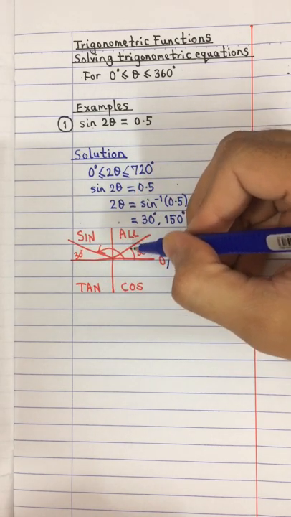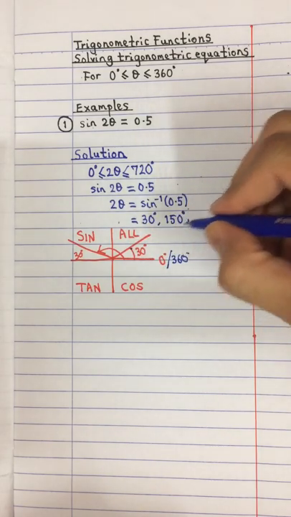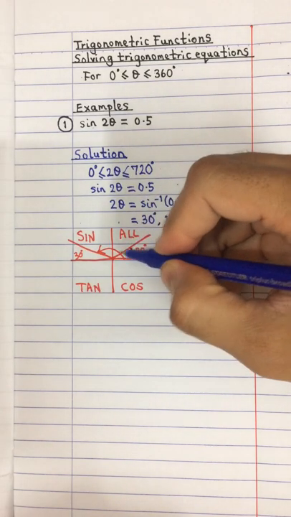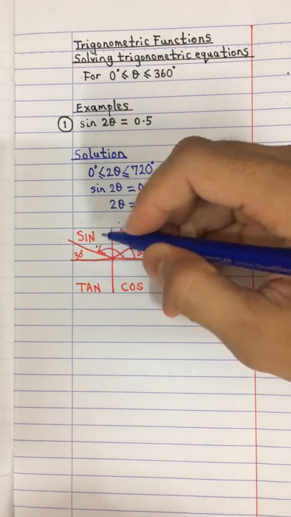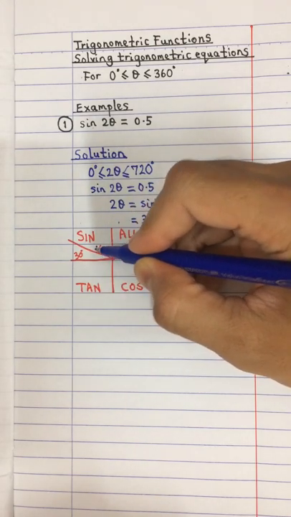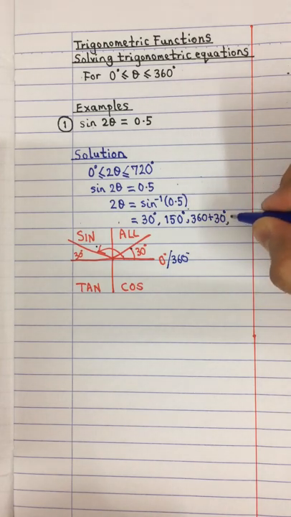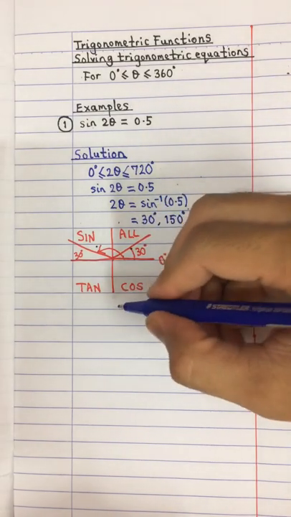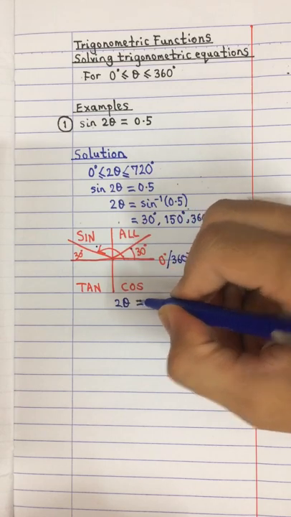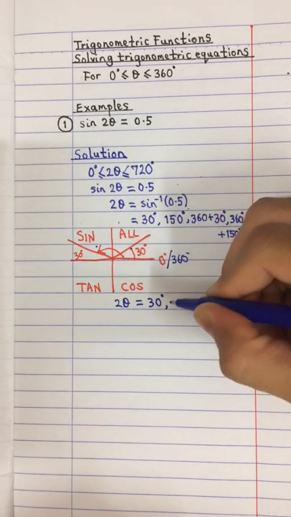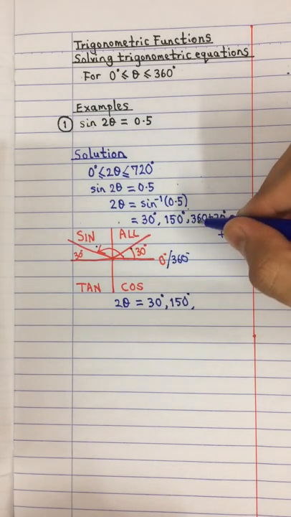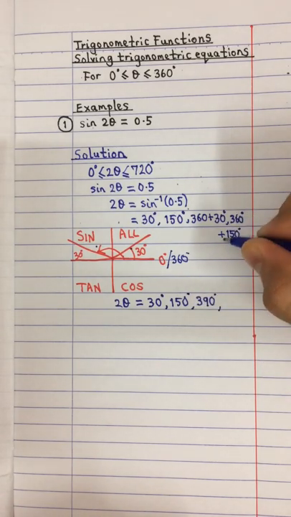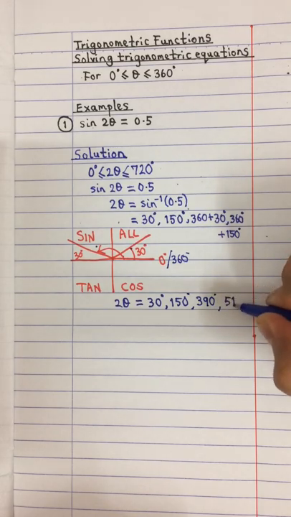That means you have to add 360 to your 30 degree, so you have 390. The same goes here: if you have 150, then you go another round, adding 360 to your 150. So if you simplify, 2 theta equals 30 degrees as the first value, the second angle is 150, the third value is 360 plus 30, which is 390, and the last angle is 360 plus 150, which gives you 510.